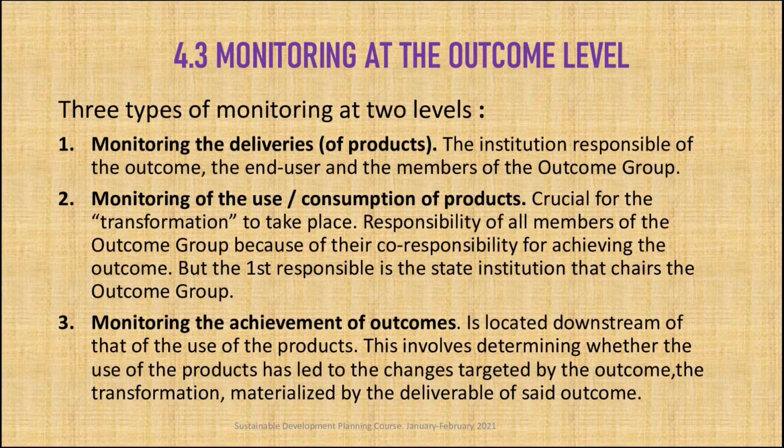There are 3 types of monitoring as far as this phase is concerned. The first type is the monitoring of delivery of the products. This is the responsibility of the chair of the outcome group, but it's also the end user's responsibility and the responsibility of the members of the outcome.